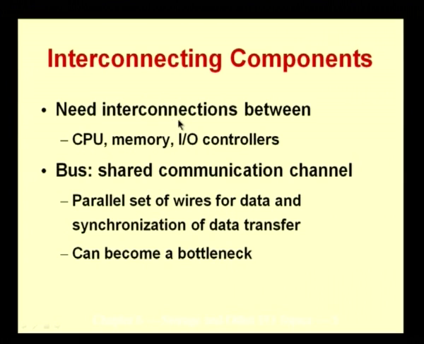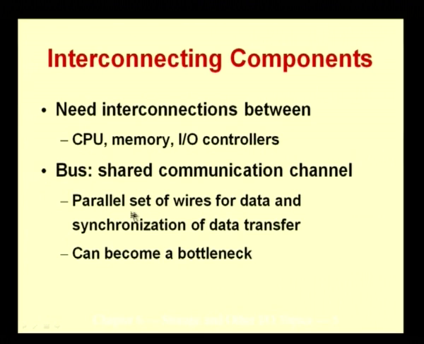So, now coming to this interconnection that we are talking about. What is the necessity that we have? We want an interconnection between CPU, memory and the I/O controllers. Normally what we have, as I said, is some kind of a shared communication channel. The communication channel which is commonly used in this kind of a situation is a bus. Now, what is a bus? It is essentially a parallel set of wires for transferring data. It could have data, it would also have other control lines, but essentially you can look at a bus as a parallel set of wires which is used for transferring data.